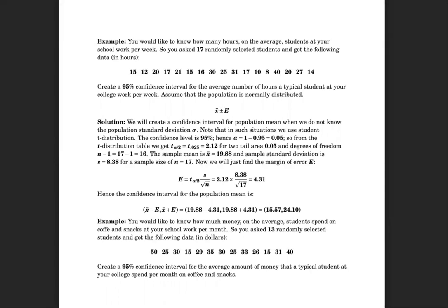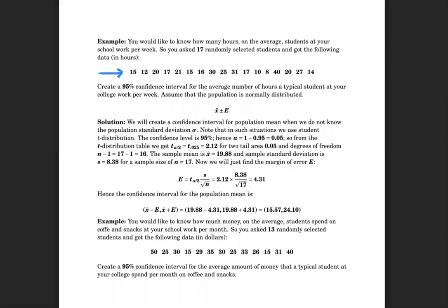So you'd like to know how many hours on the average students at your school work per week. So you asked 17 randomly selected students and got the following data in hours. That's the number of hours that students you surveyed work each week. So you surveyed 17 students, okay? And these are the numbers you got. These are the number of hours that they individually work each week.